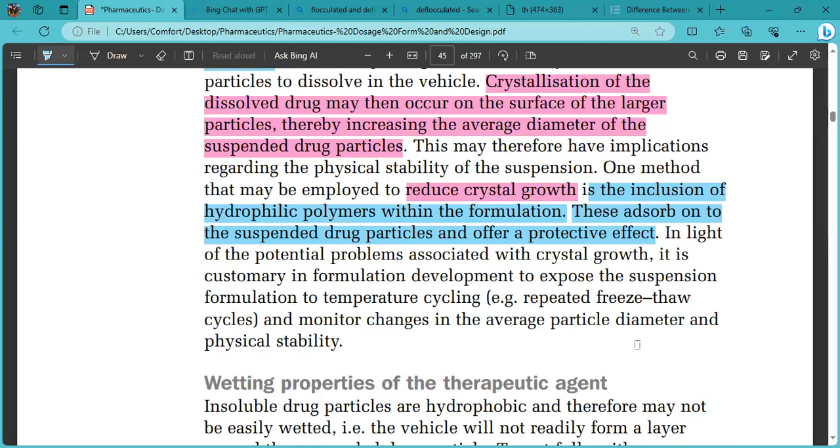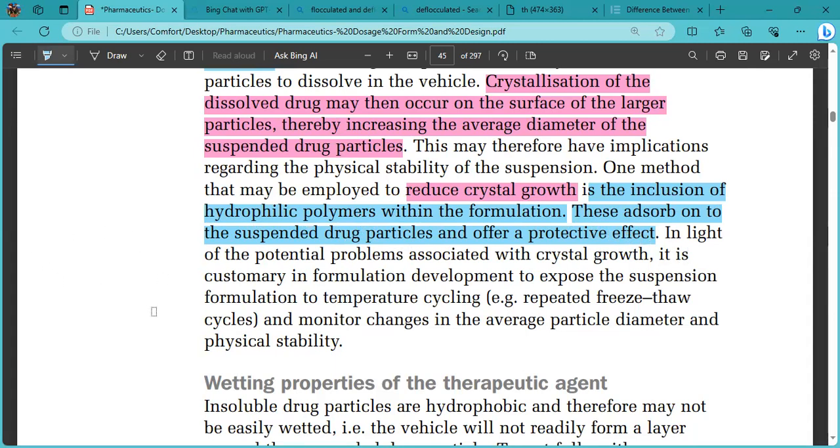So in order to prevent the formation of these crystals, we include hydrophilic polymers within the formulation. They have to be strictly hydrophilic because the vehicle that we're using is purified water, so they need to be able to dissolve in the water, which is your vehicle. And then when they finally dissolve, they now adsorb on the suspended drug particles and offer a protective effect.